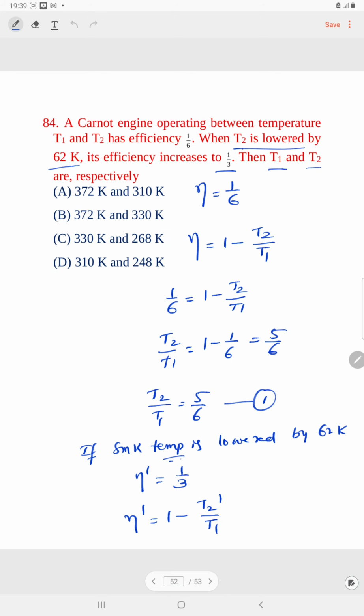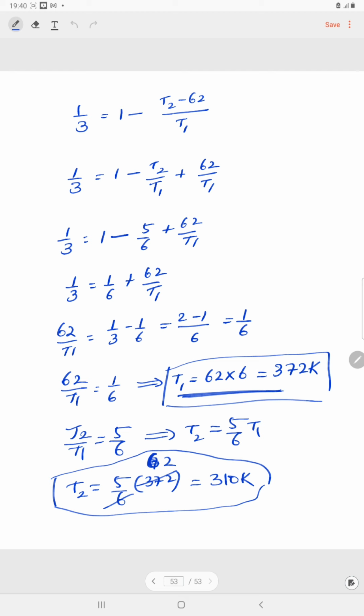Students, let me repeat. Here in the question, source and sink temperatures are T1 and T2. Efficiency is 1 by 6. I have used that efficiency 1 by 6. I got the T2 to T1 ratio as 5 by 6. In the second case, they reduce the sink temperature by 62 Kelvin. When the temperature of the sink is reduced by 62 Kelvin, efficiency changed to 1 by 3. Now put efficiency 1 by 3. The new sink temperature is T2 dash, where T2 dash is equal to T2 minus 62. Next, 1 by 3 is 1 minus (T2 minus 62) by T1. Simplification is done. Simple mathematics steps are involved here to find T1 and T2.